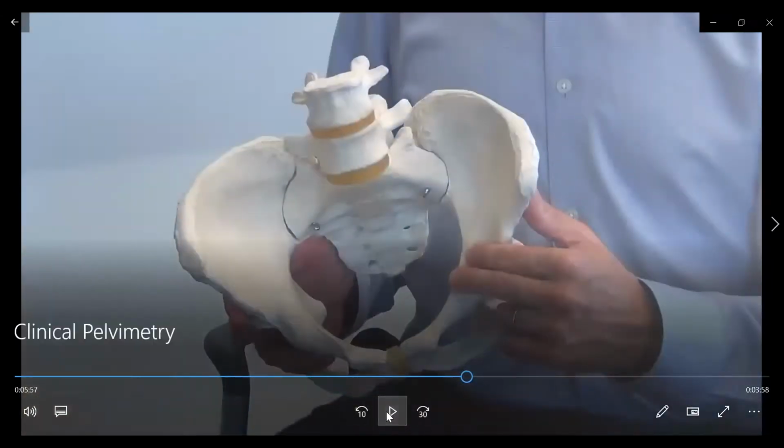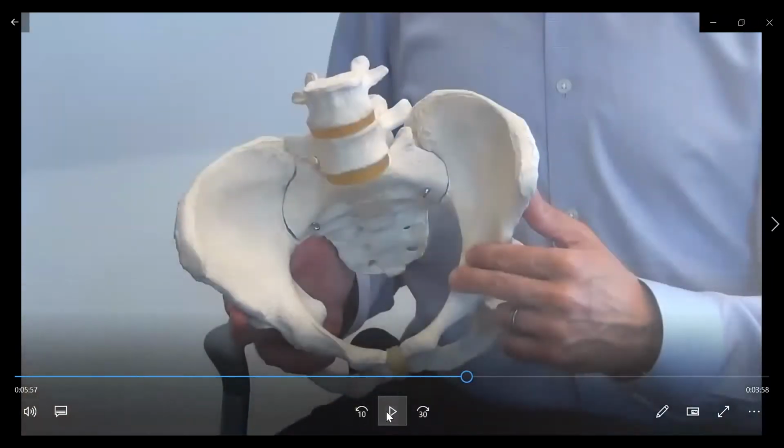So this is about the four types of female pelvis. Okay, so this is not about the male pelvis.